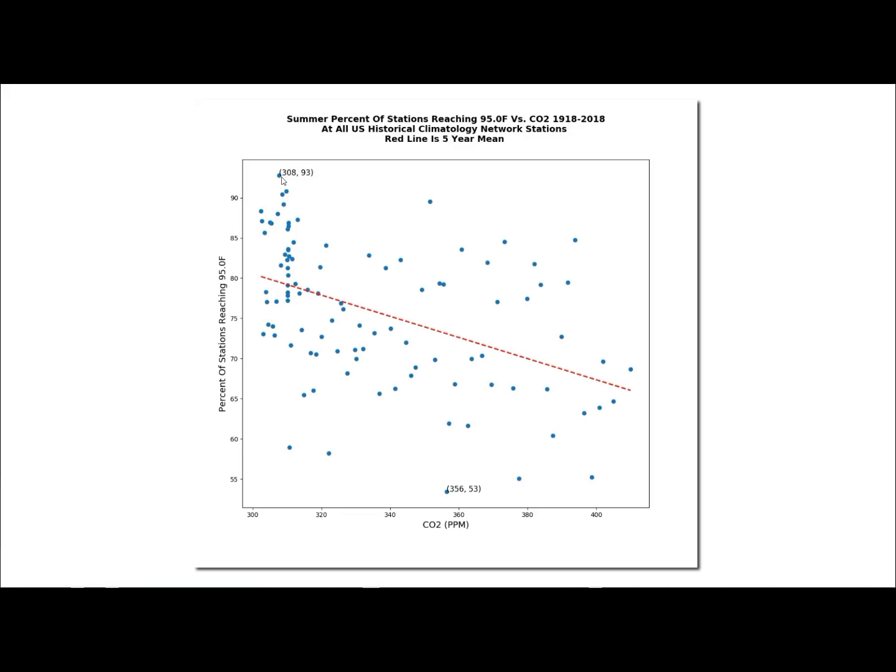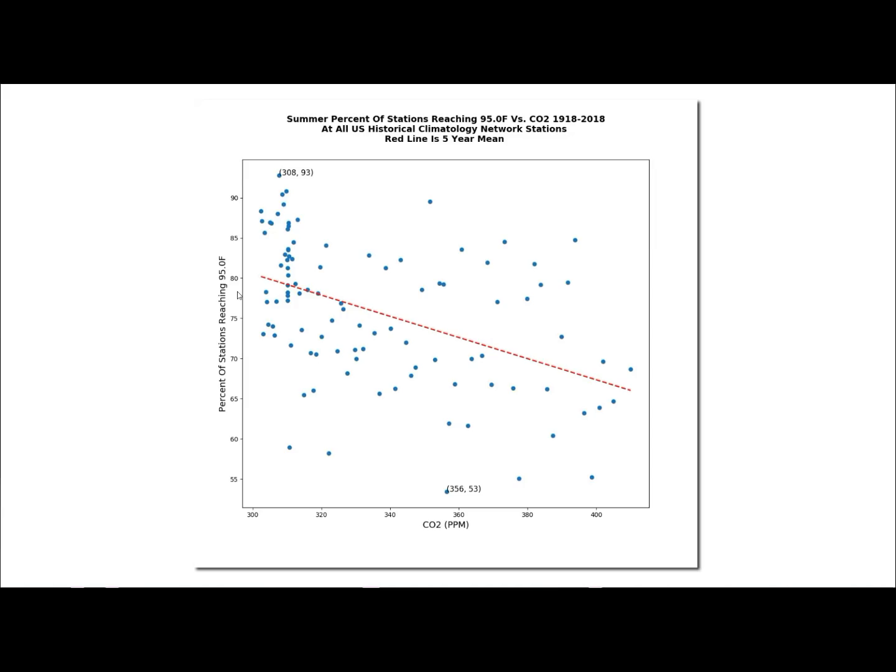93% of the U.S. reached 95 degrees sometime during that summer, whereas now we're down closer to 65% with CO2 above 400 parts per million. As atmospheric CO2 has increased, the area of the United States getting very hot has sharply decreased. If these climate scientists who wrote the National Climate Assessment were actual honest scientists, they would want you to know this information.